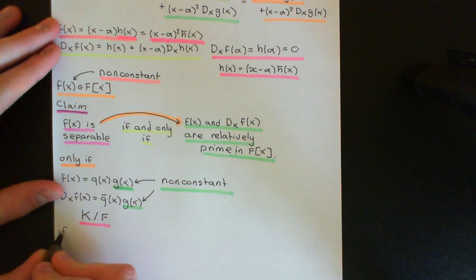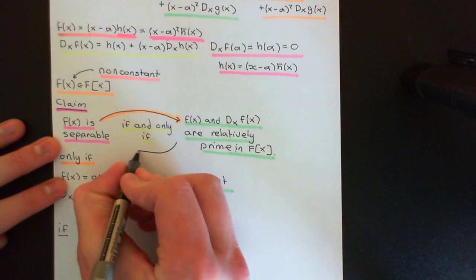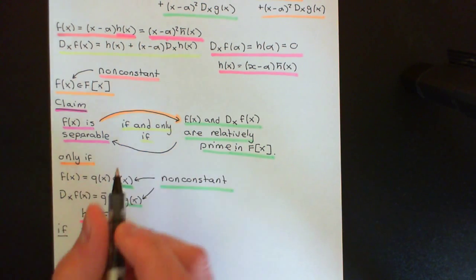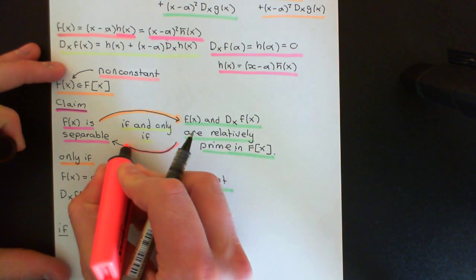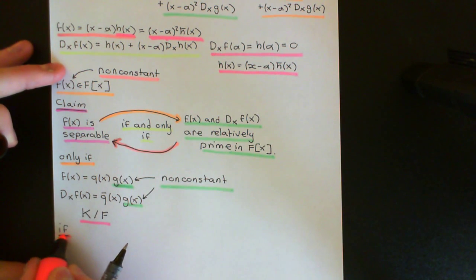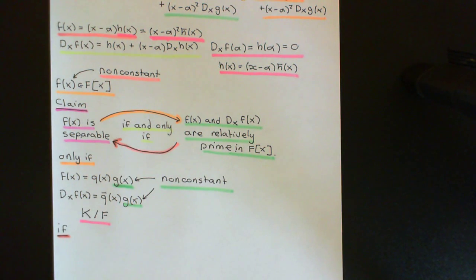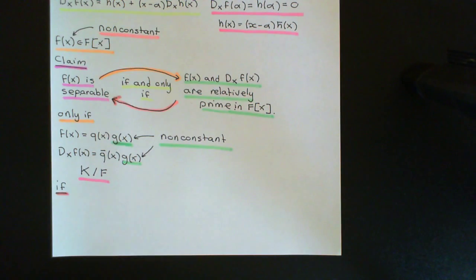Now let's go for the if. The if, of course, is this arrow here. We want to prove that if it's true that f of x and the derivative of f of x are relatively prime, then it's also true that the polynomial f of x is separable. So how are we going to do that? Well, again, we're going to do it by proof by contradiction.